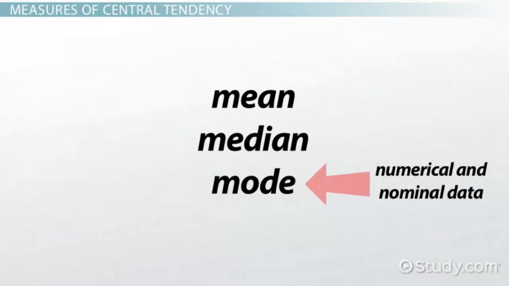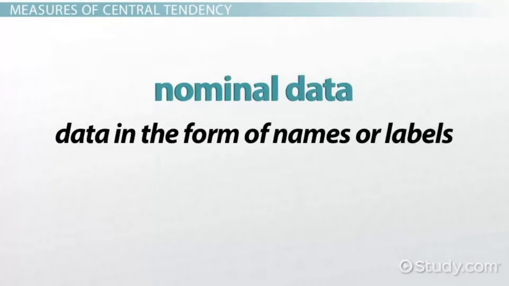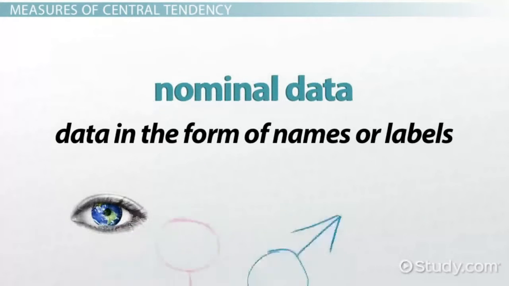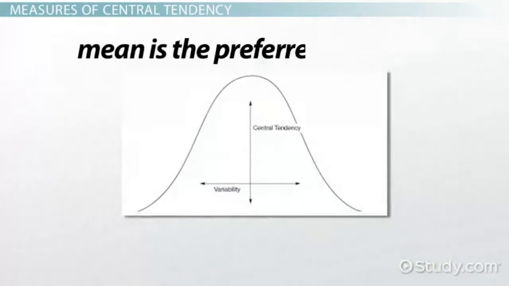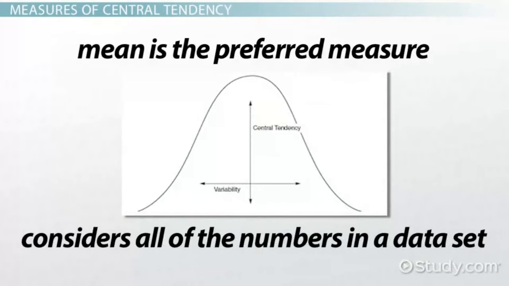The mode can be used with both numerical and nominal data, or data in the form of names or labels. Eye color, gender, and hair color are all examples of nominal data. The mean is the preferred measure of central tendency since it considers all of the numbers in a data set.